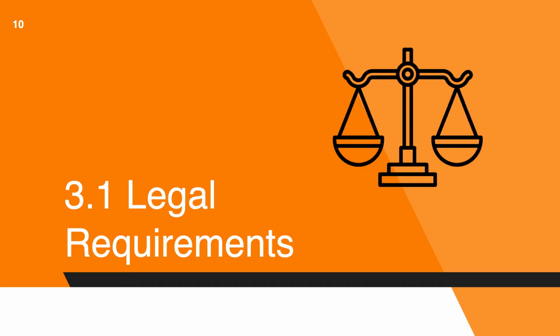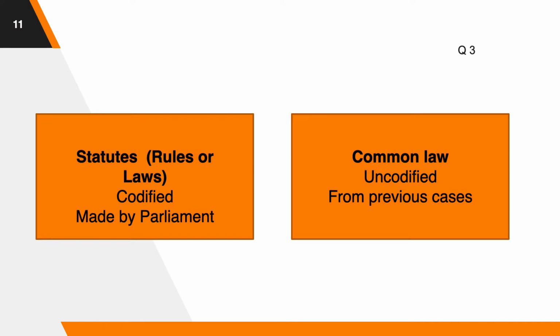3.1 Legal requirements. In Australia, we generally have two types of laws: statutes. These are rules of law which are codified, or in a kind of system or code, and these are made by Parliament, by the lower and upper houses of Parliament. We also have common law, which can be called judge-made law or precedent law as well, and these are generally uncodified and come from previous court cases, and that'll help you answer question 3.